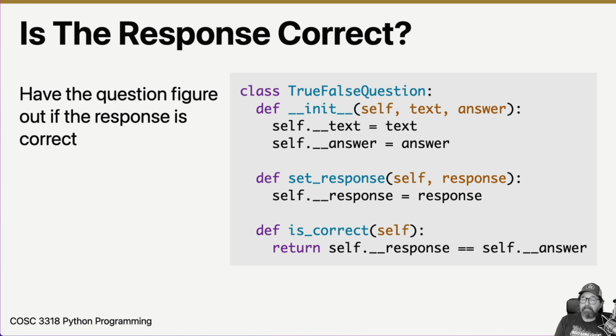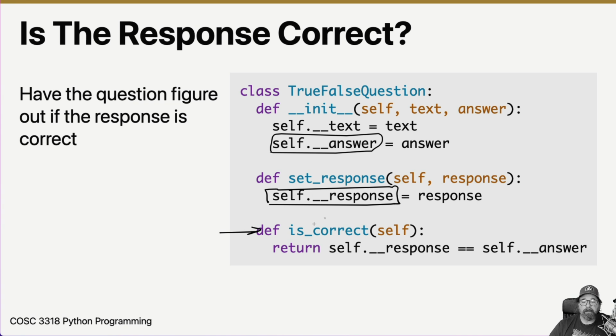And then finally, the last verb that we had was whether or not something is correct, whether or not our answer was correct. When we provided a response to this question, is it correct? And so what is correct? The correct would be if our self.response here is the same as self.__answer. And I'm not going to say underscore underscore all the time.